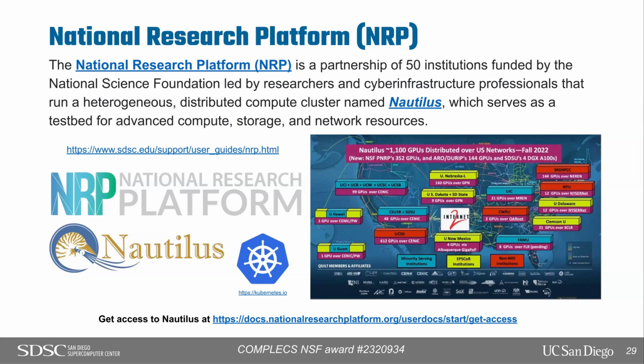Oh, and one more is the National Research Platform. This is another distributed computing resource, and it actually has a nice name, Nautilus, if you're not familiar with NRP. It's a very heterogeneous system, and the bulk of it is a collection of GPU nodes. If you look at the map here, it's counting up how many GPUs are at these different locations.